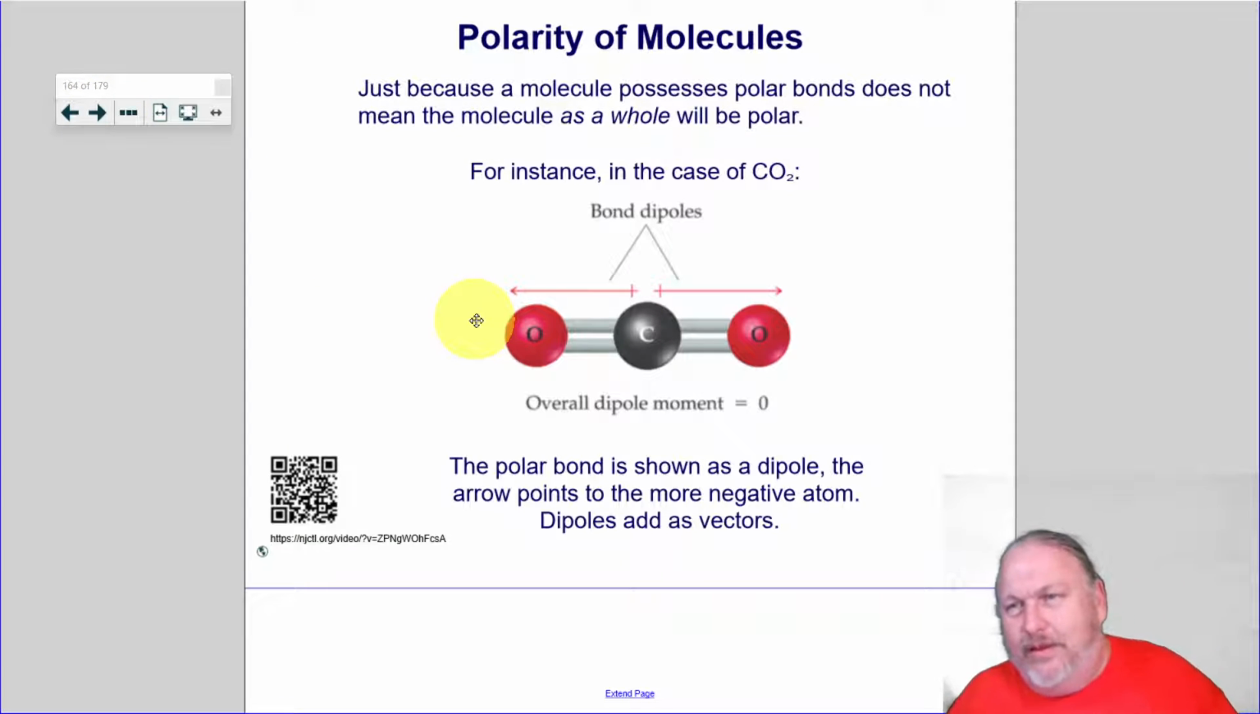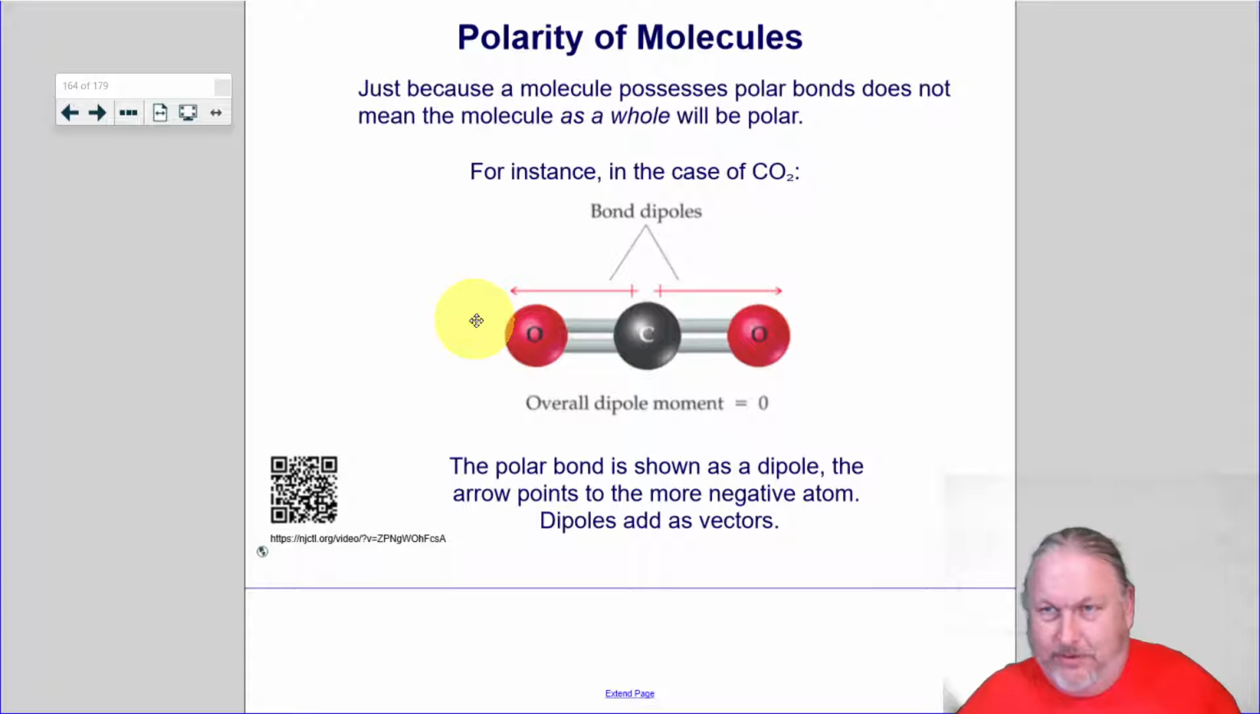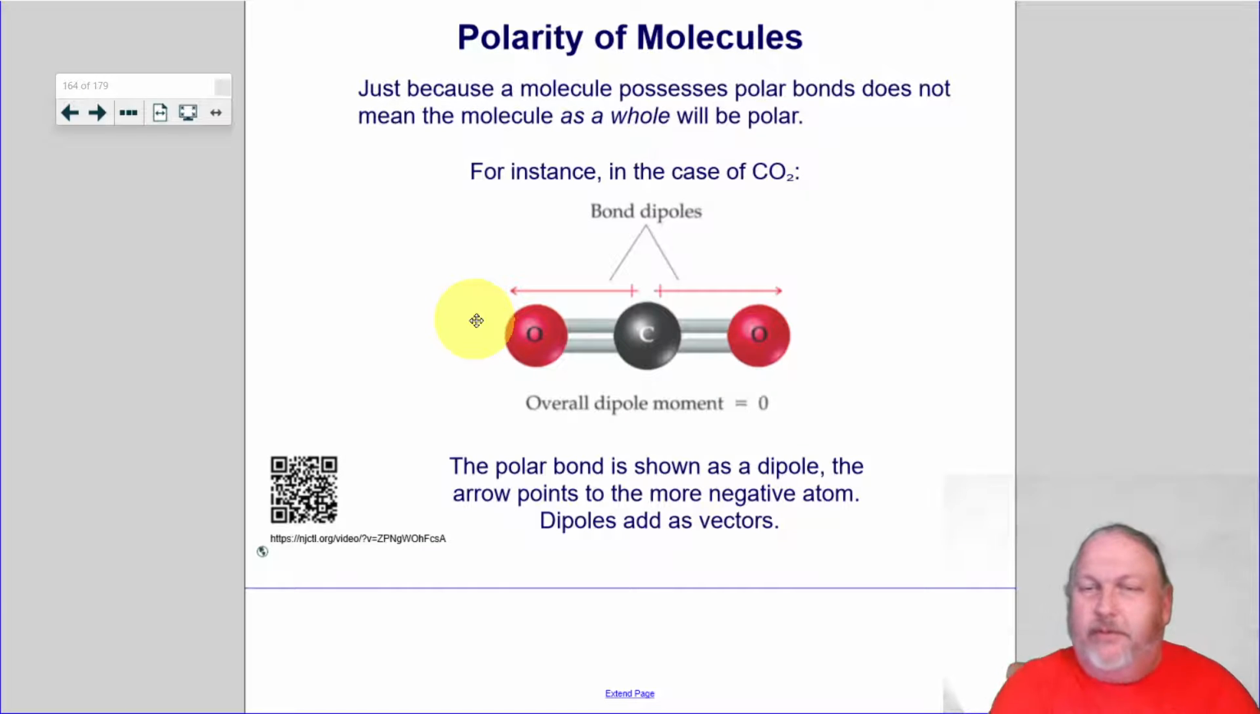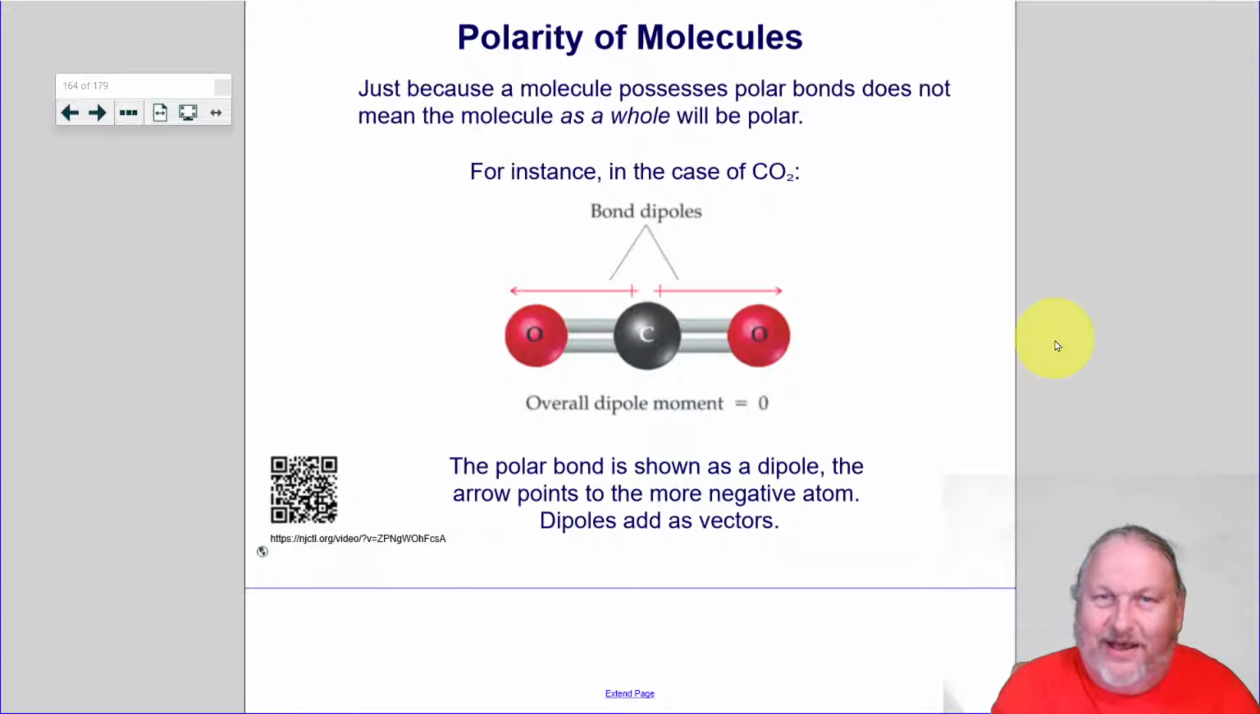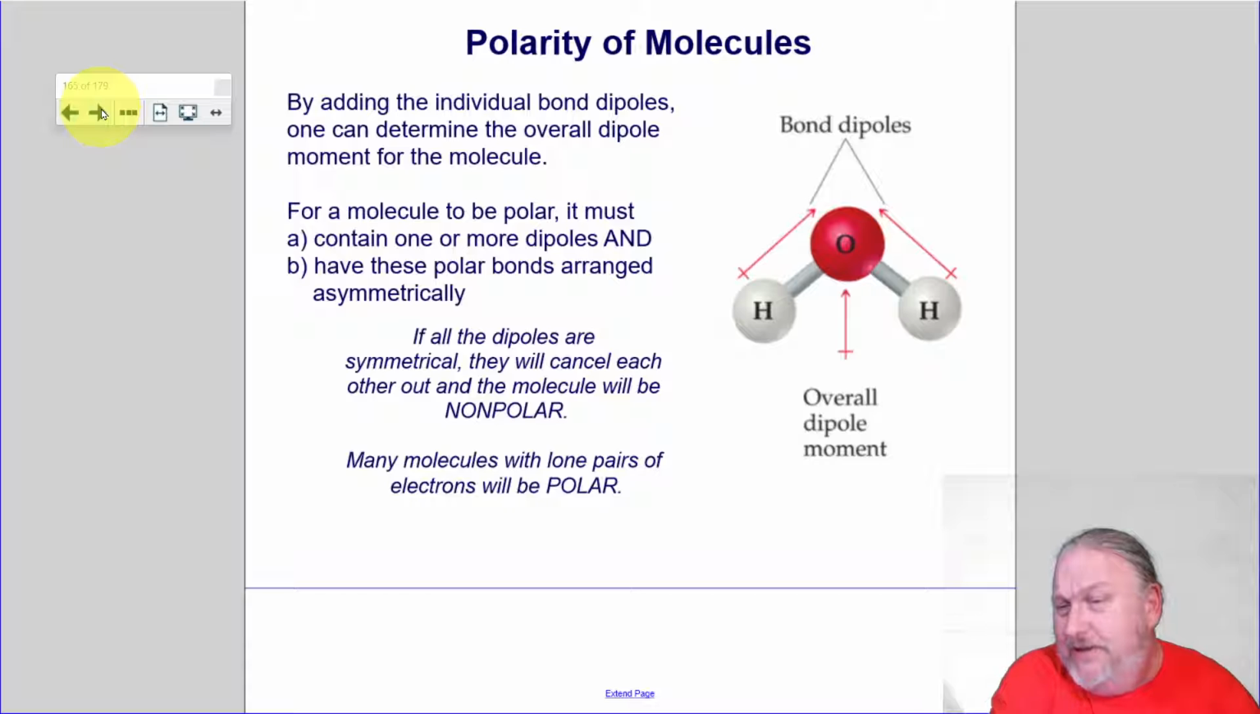Just because a molecule possesses polar bonds does not necessarily mean the molecule itself will be polar. Let's look at CO2. We see that it has linear geometry, and the bonds are pretty polar. Carbon is more positive and oxygen is more electronegative, so the electrons hang out around the oxygen and both ends are negative. Those dipoles, or dipole moments, cancel each other out because the arrows are the same length and we add them like vectors. We're going to play physics here. So we say that's not a polar molecule.